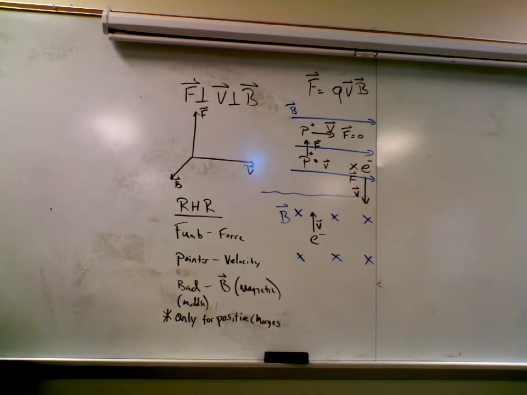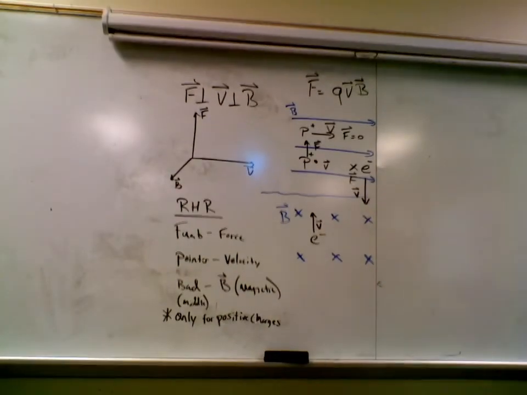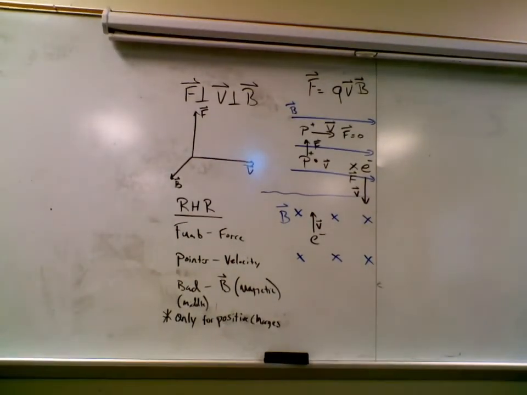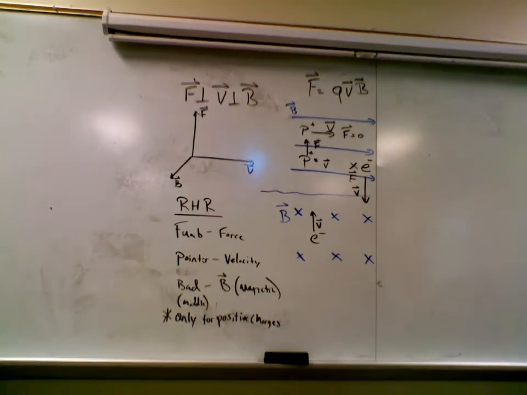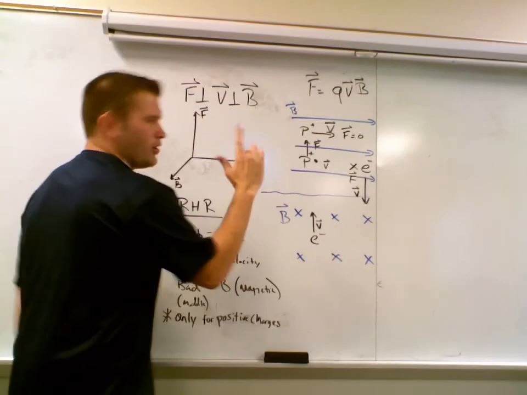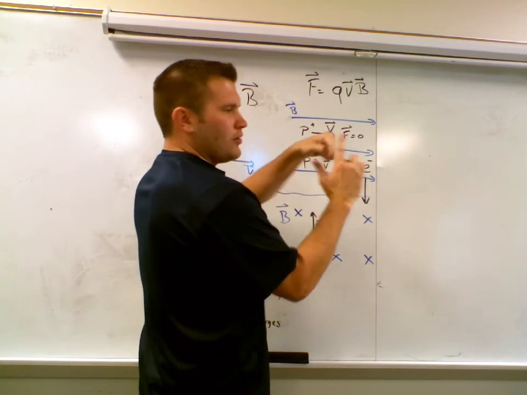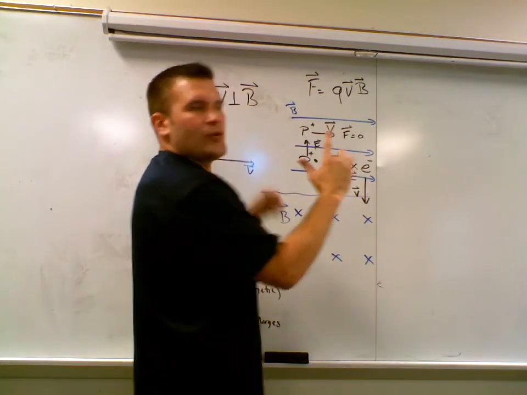Okay, what are we trying to figure out here? The force felt by the electron. Which way is the force felt by the electron? So velocity is which way? Up. So point your finger up. The B field is into the board. Fine. So point your finger up, B field into the board, my thumb points to the left.